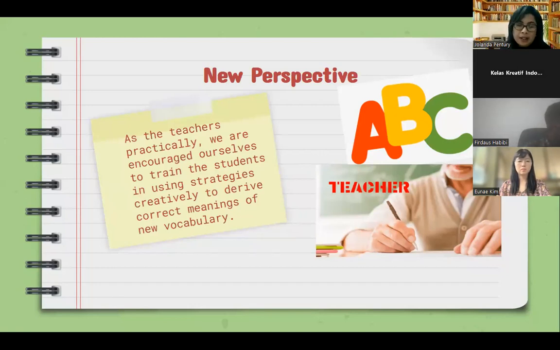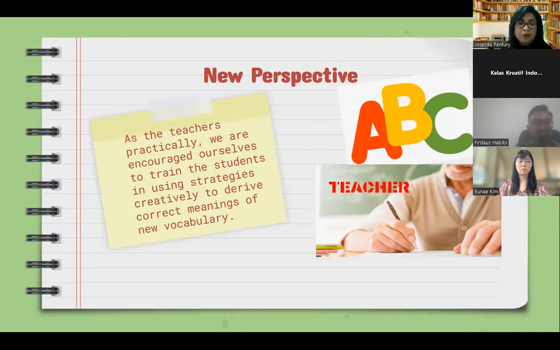And B is for bridger. It means that we have to connect our students with other resources or tools that they can use to develop their vocabulary. And C is for the catalyst.